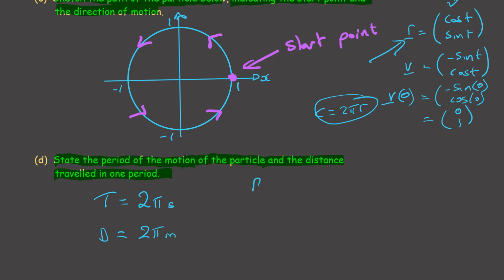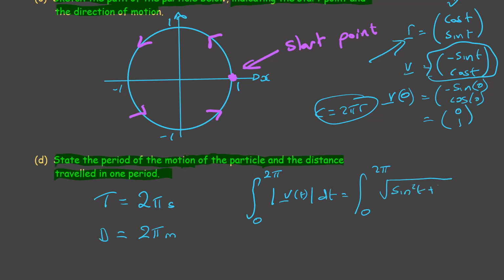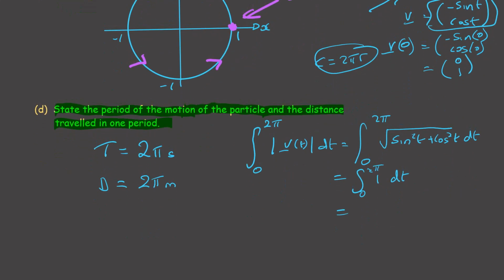Now you could have got that from the integral. The integral from 0 to 2 pi of the modulus of the velocity, and the modulus of the velocity in this case would be, so velocity is here, the square root of sine squared t plus cos squared t. Well, that's the integral of 1. And so that is t evaluated from 0 to 2 pi, which again is 2 pi.